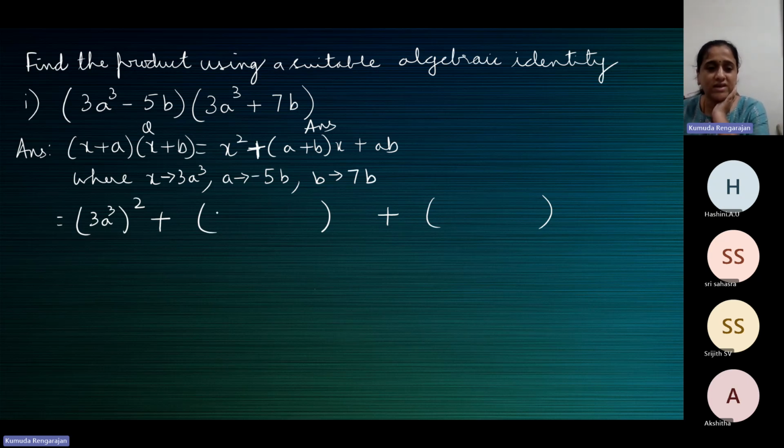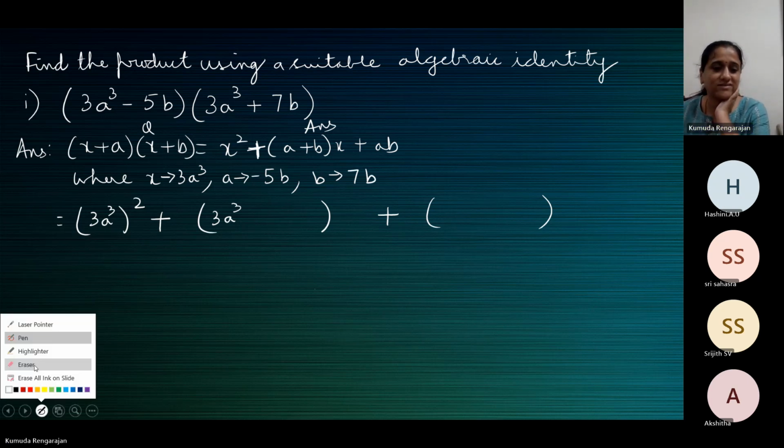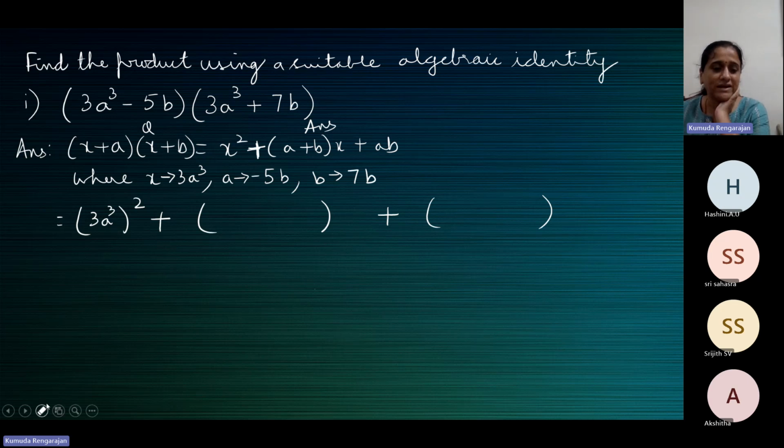A plus B. What is A? 3A cubed. Sorry, A is not. What is A? Minus 5B. A plus B. What is B? Plus 7B. Of X. What is X? 3A cubed.